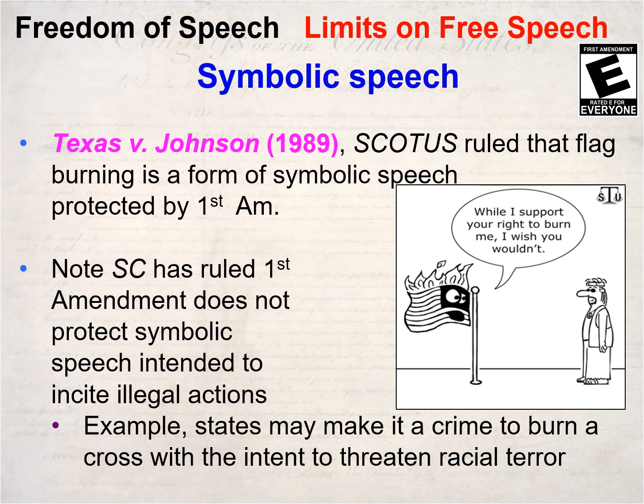The Supreme Court has ruled that the First Amendment does not protect symbolic speech intended to incite illegal actions, like what I was just saying. So states can make it a crime to burn a cross if you're trying to threaten or terrorize people of a specific race.